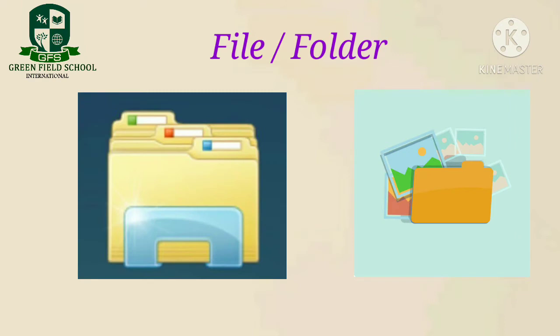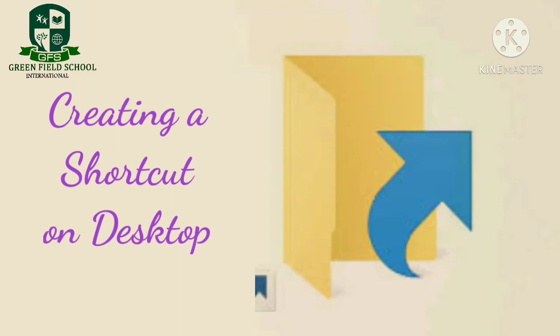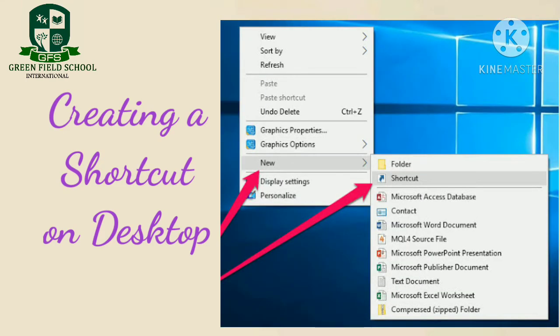Now let us see how to create a shortcut. So what is a shortcut? A shortcut is an icon that provides an easy and quick way to open any application we use frequently. Suppose you are using Microsoft Word frequently, every time you need not open the programs, MS Office, etc. Directly we can create a shortcut on your desktop so that by clicking on that shortcut you can open the program immediately. Now let us see how to create a shortcut for Microsoft Word.